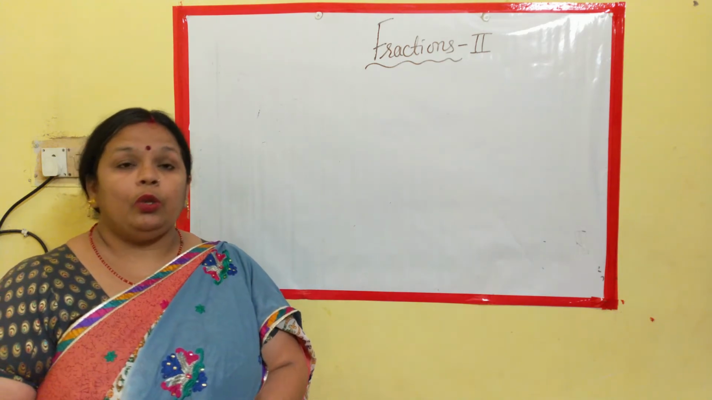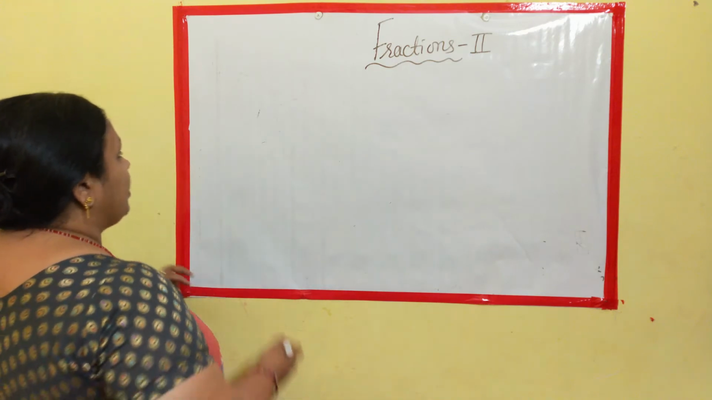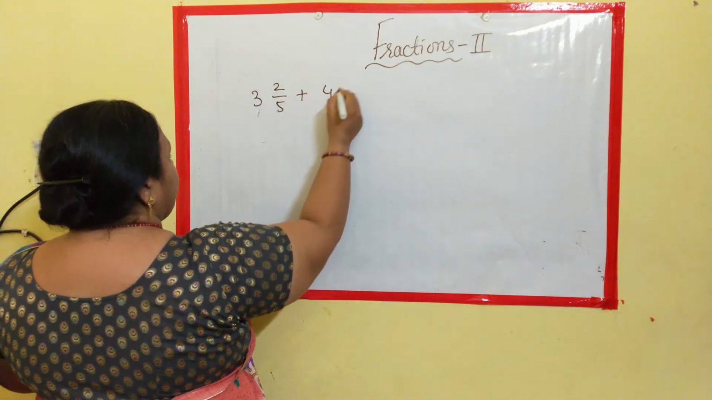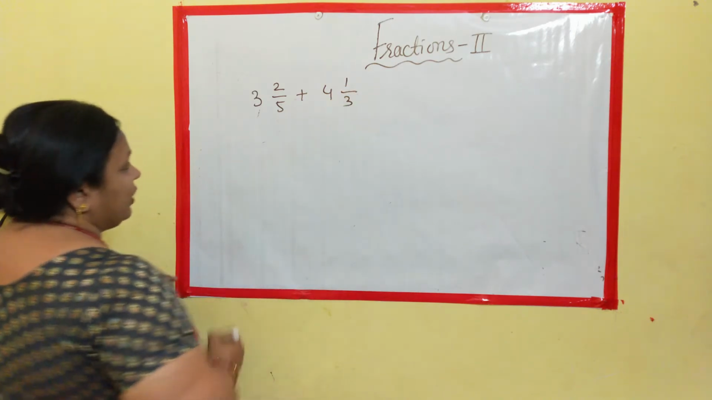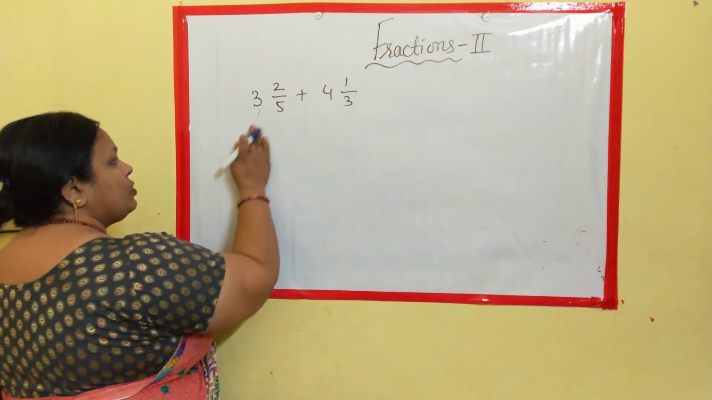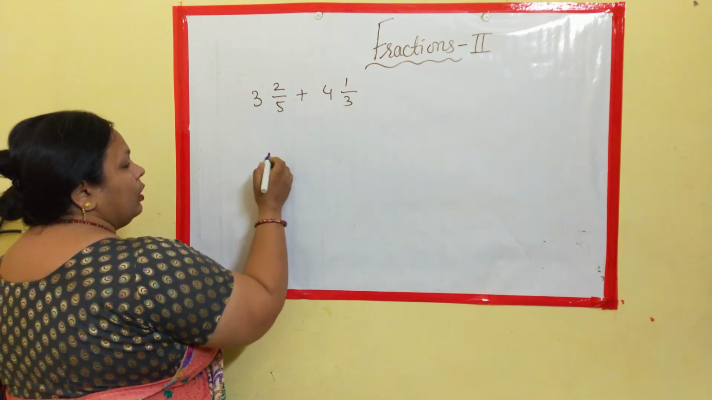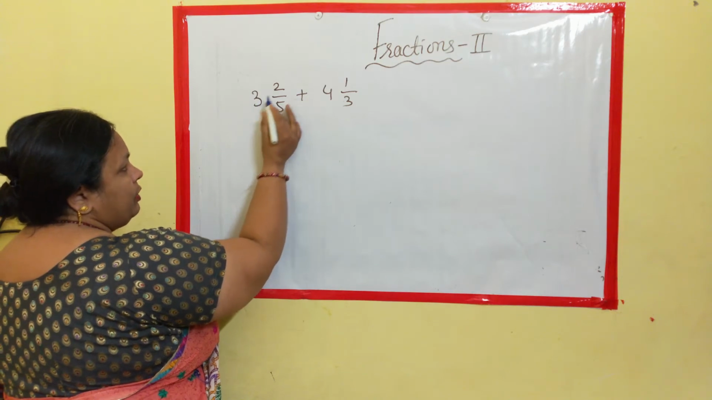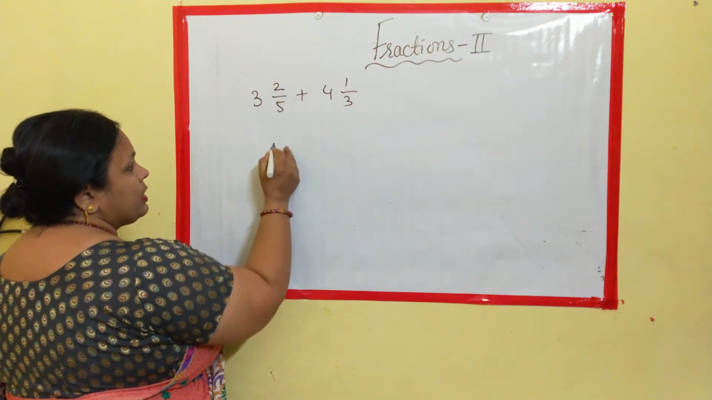First step, when you are having a mixed fraction like 3 2 by 5 plus 4 1 by 3, in such a case, how are you going to add? First step is to convert this into an improper one. So this is 5 3s are 15, 15 plus 2 is 17.